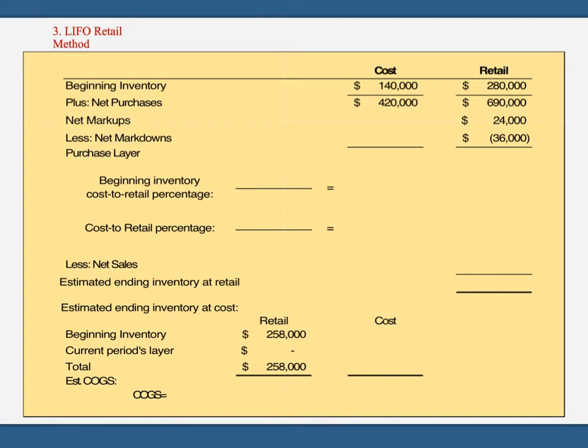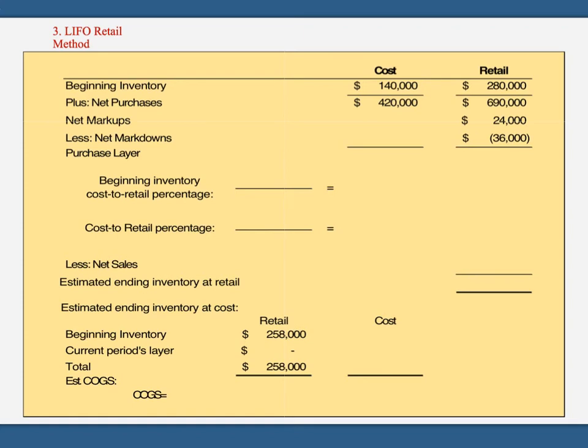And last, we're going to do the LIFO retail method. So the big difference under this is we're going to have a purchase layer, just like we use, for example, in the dollar value LIFO method. And also we will have two ratios that we're going to use to help us calculate ending inventory. So let's go ahead and start solving the problem.